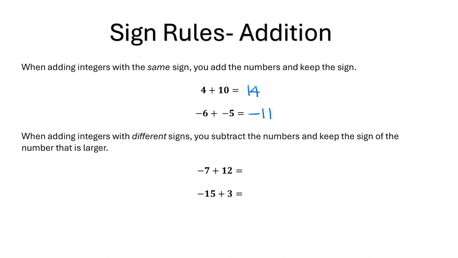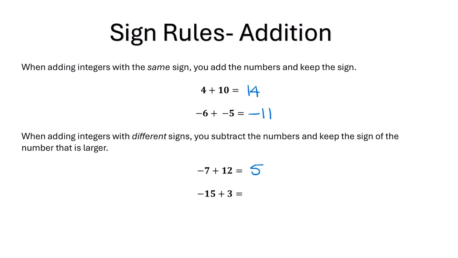If you're adding integers that have different signs, you're actually going to subtract the numbers and then keep the sign of the number that's larger. So for example, if we're doing negative 7 plus 12, notice that 12 is the larger number. So we're going to make our answer positive, but then we're going to find the difference between 12 and 7. The difference between 12 and 7 is 5, so our final answer is positive 5.